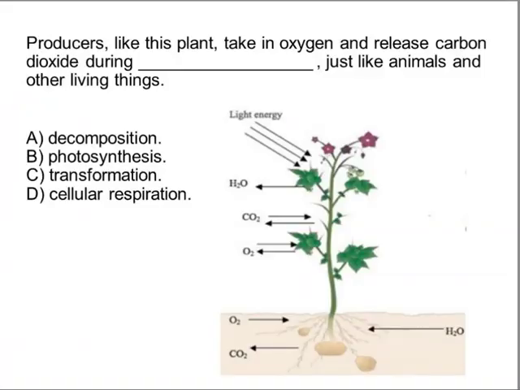Make a note on the board for which answer you think is the best response. And I'll read the question for you. It says, producers, like this plant, take in oxygen and release carbon dioxide during some process, just like animals and other living things. So our options are decomposition, photosynthesis, transformation, and cellular respiration. I need you to read the question very carefully.